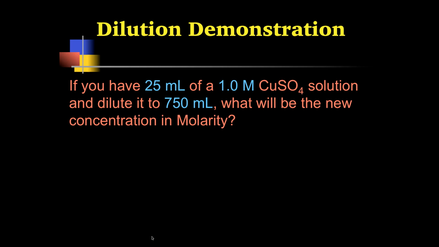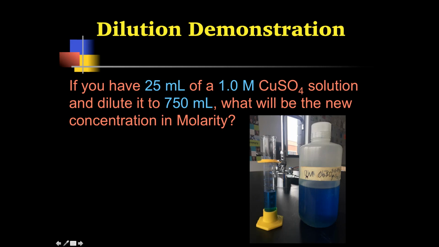All right, here's an example. Imagine that I had 25 milliliters of a 1.0 molarity copper sulfate solution. I dilute it to 750 milliliters. What would be the new concentration? Here you can see on the graduated cylinder my 25 milliliters of a 1.0 molarity copper 2 sulfate solution. I know it's copper 2 because sulfate is a -2, so the copper has to be 2 to balance it. So this is what I measured out.